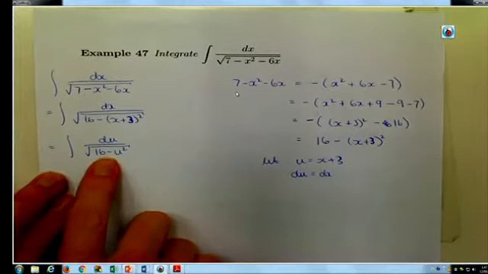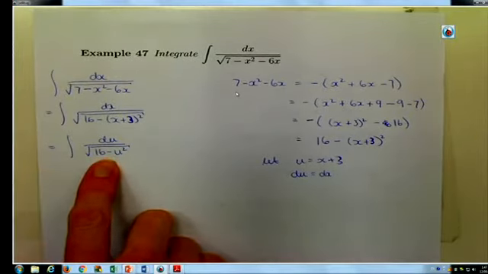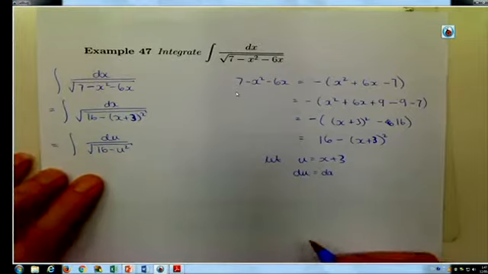Okay, and so now we can do our trig substitution. 16 minus u squared. Which one do we want? Yeah, we want the sine squared one at the top, or we want the tangent one at the bottom. Okay, and the sine squared one's going to be the easiest one.